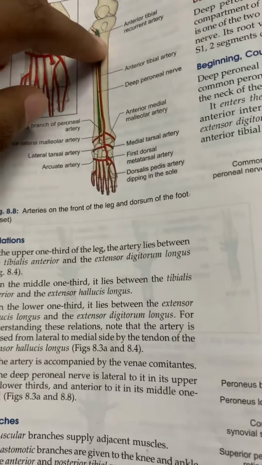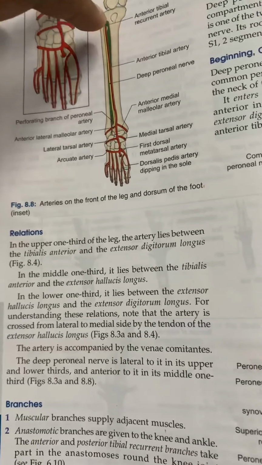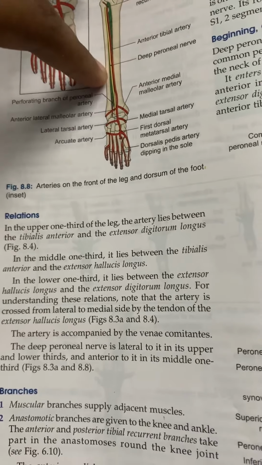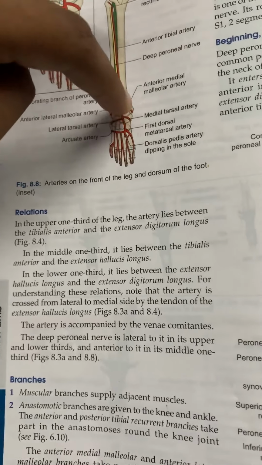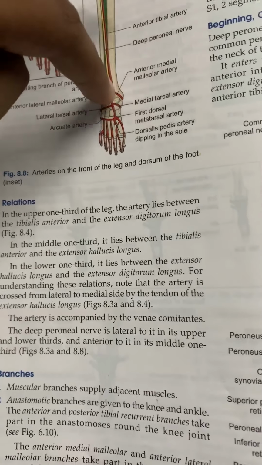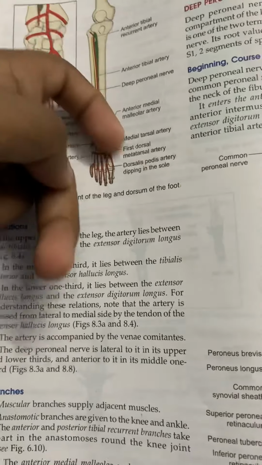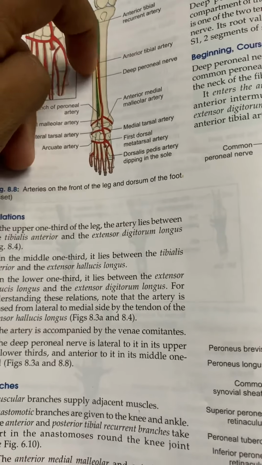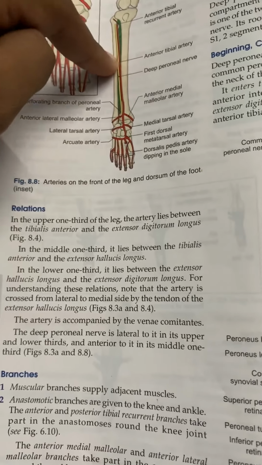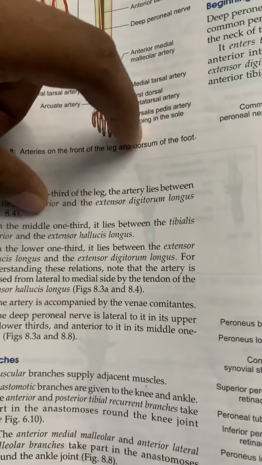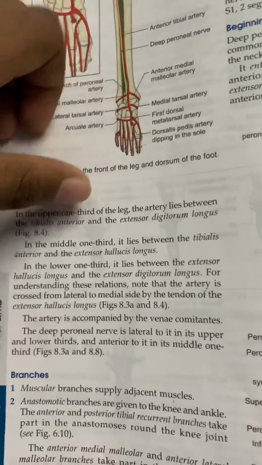And the relations are even easier to remember. In the upper part, it lies between tibialis anterior and extensor digitorum longus. Middle part, tibialis anterior and extensor hallucis longus. And in the lower part, it lies between hallucis longus and digitorum longus. Okay, just remember that all of them are crossing, right? So extensor hallucis longus is taking origin from fibula, which is lateral. So it will go cross and it will go onto the medial side. Okay, onto the hallux. So it goes from lateral to medial, the muscle.